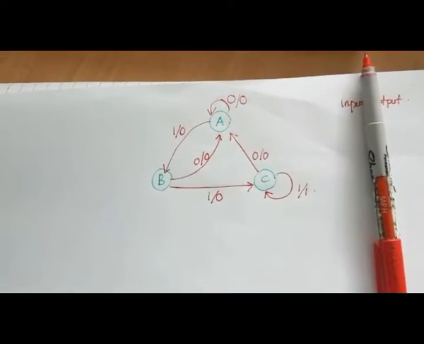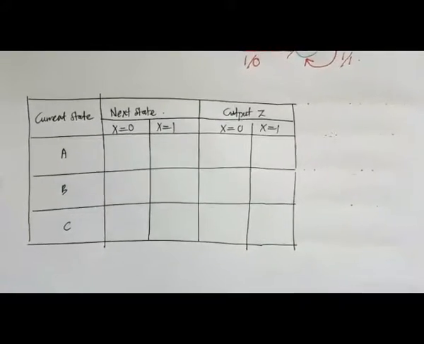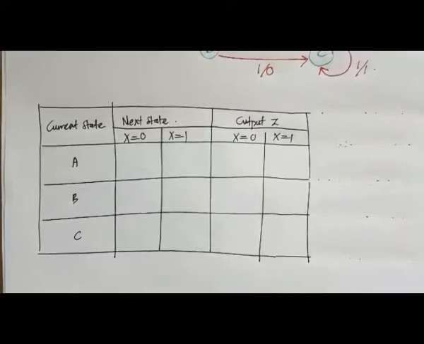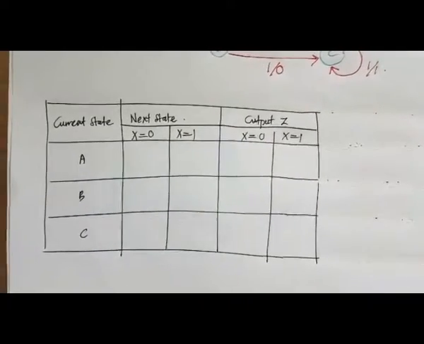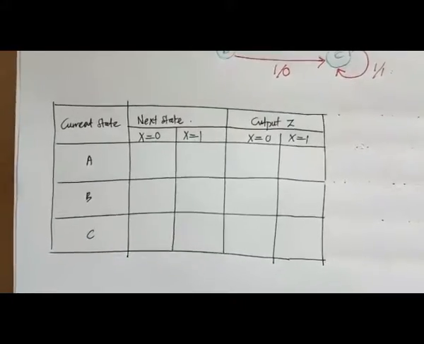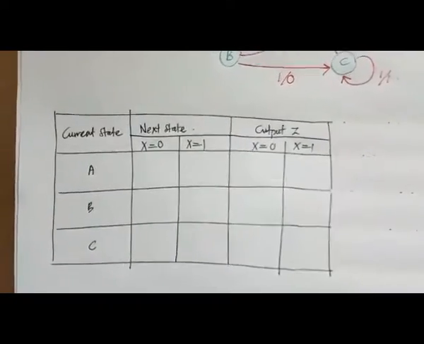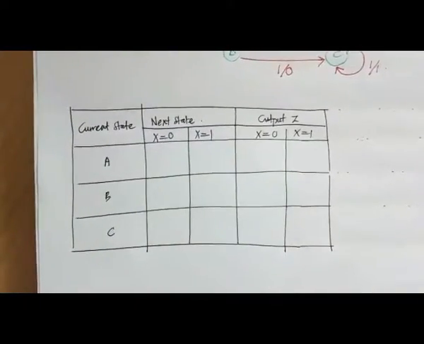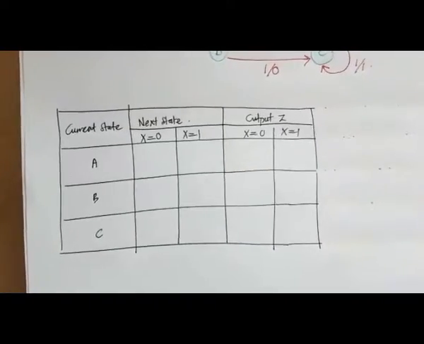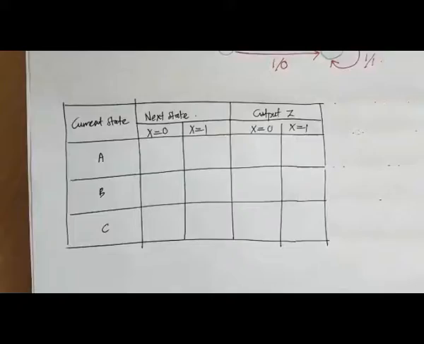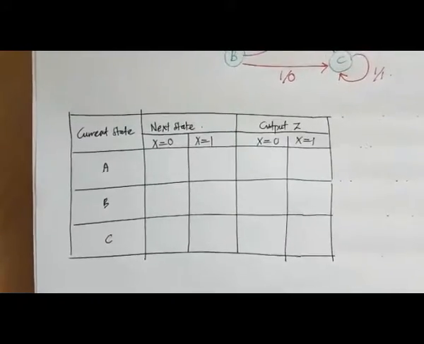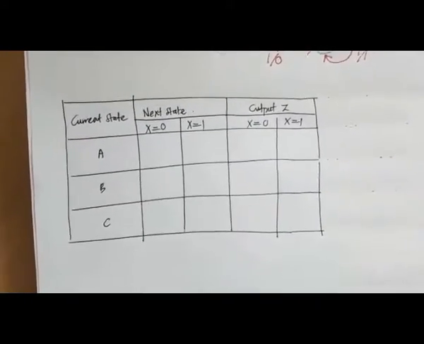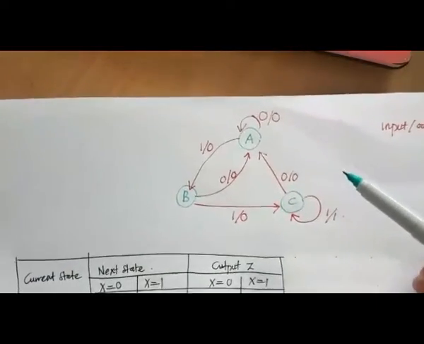So we will proceed to the state table. Again, I make the table here, the state table. For this one, it differs from the previous one that I did. For the current states A, B, and C, there would be a next state, and I divided the next state into 2 parts, which are 0 and 1. Also for the output Z, I divided it into 0 and 1. To understand this more, we refer to the state diagram here.